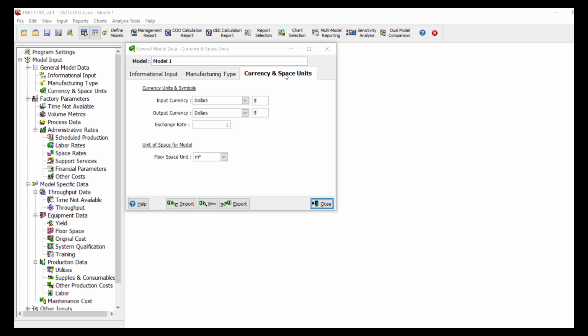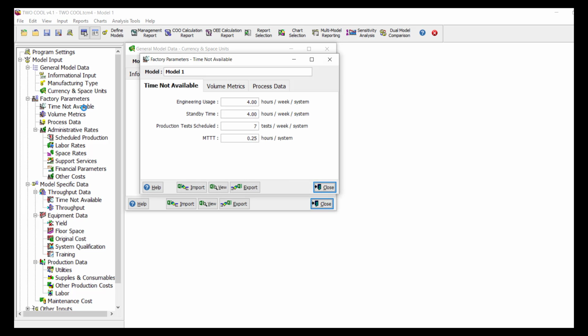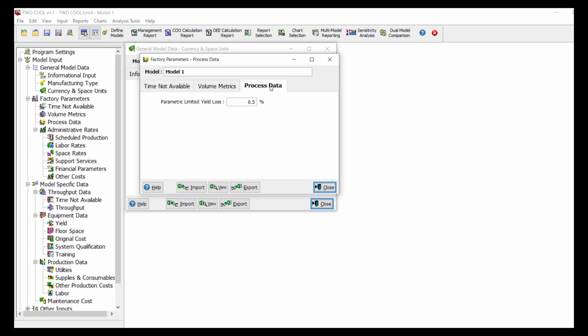Now let's look at factory parameters, which has several subcategories. The first form includes time not available, that is under the control of the factory. We previously added data to this form. We've also discussed the volume metrics form, which took data from TurboCool and set the analysis to single system fully loaded. We also added the redo rate. Likewise, we included data on parametric limited yield loss.